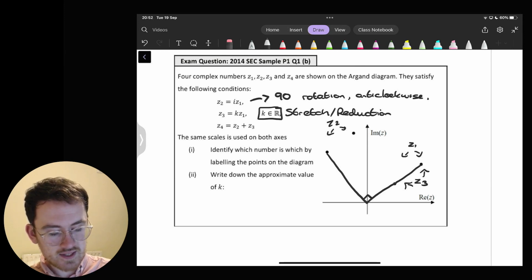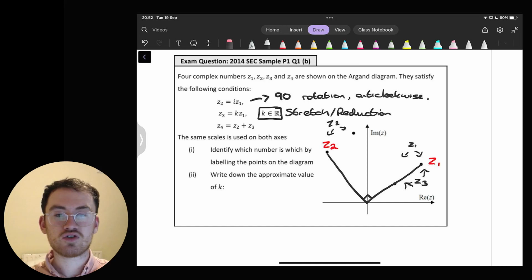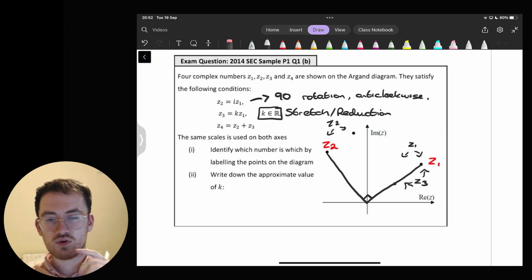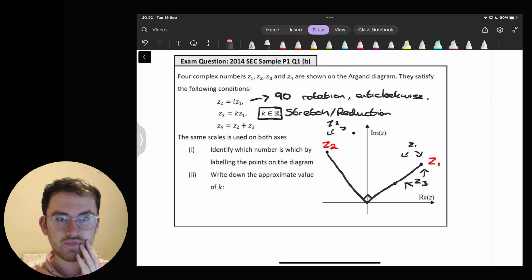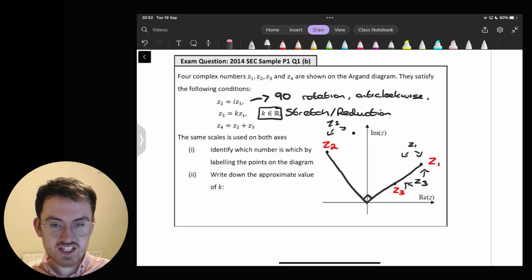So from looking at that, I would say that this number must be Z1 and this number must be Z2, because they're a similar distance from the origin. We haven't changed that distance and they're making a 90-degree angle with each other about the origin. So they've gone through a rotation about the origin there. Then if we're looking at Z3, we've said that Z3 had to be either of those two, so Z3 must be this one here, which suggests to us that k must be a fraction to have made that value smaller, to have made Z3 closer to the origin.